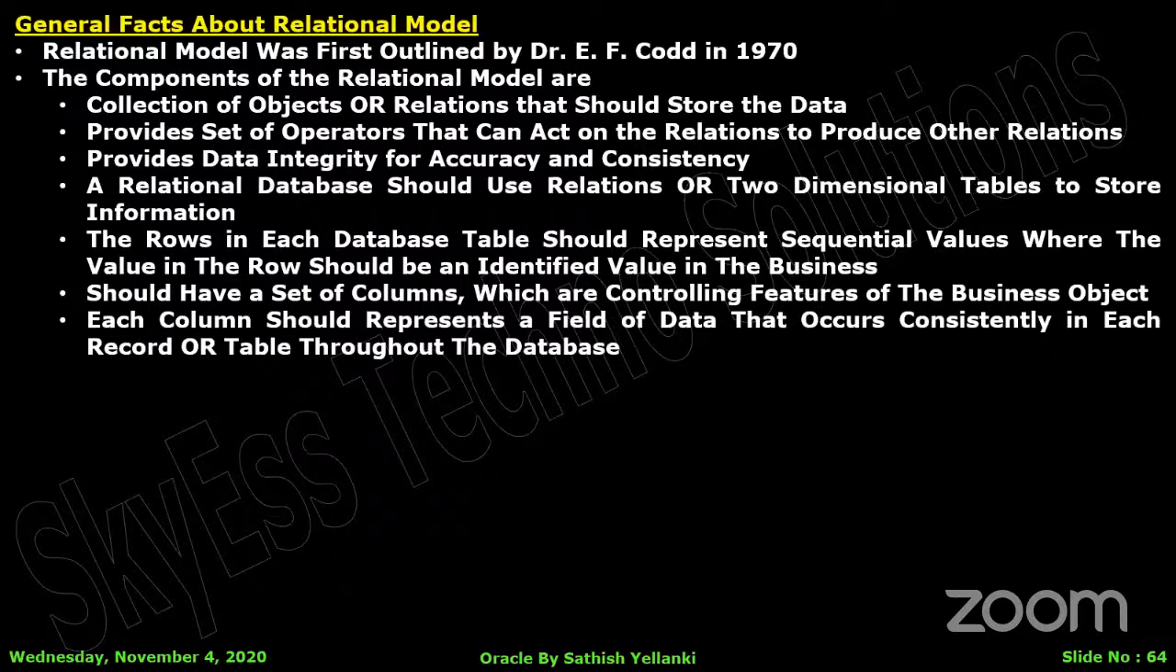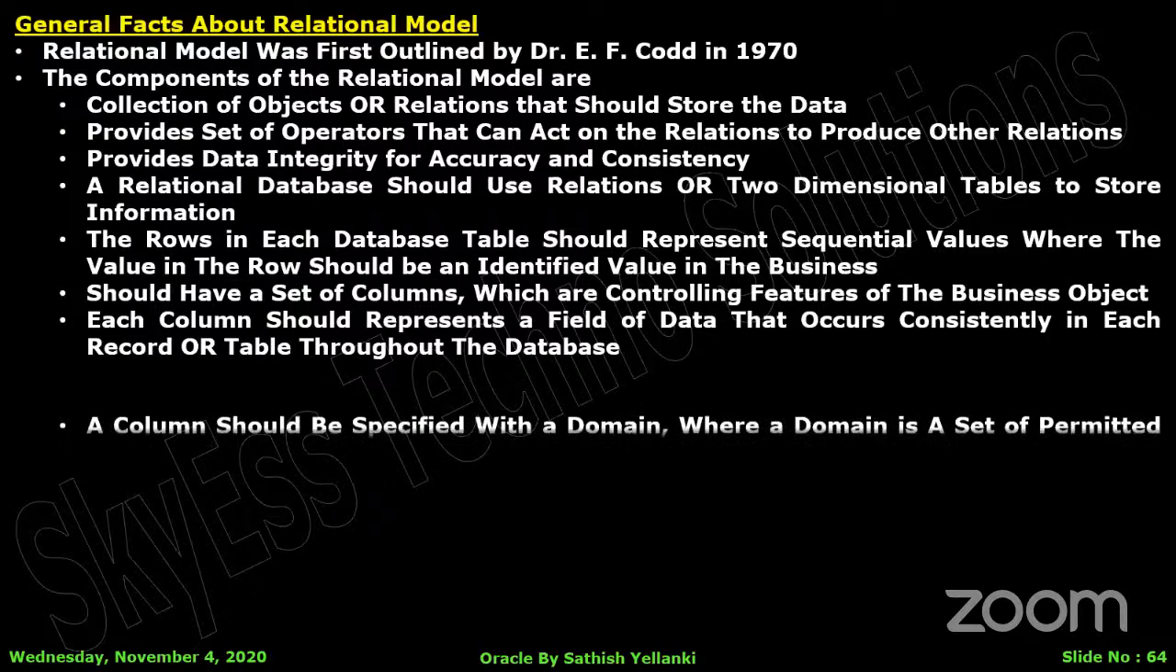And each column should represent a field of data that occurs consistently in each record of the table throughout the database. Meaning when you take a particular column, you will have a set of values that are representing a specific property of information of that object.